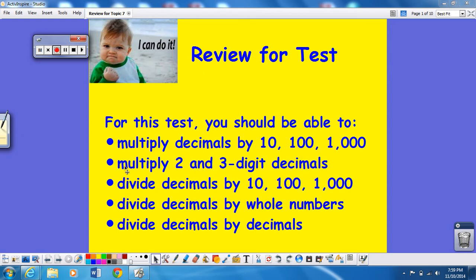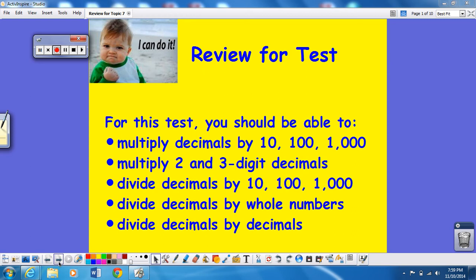In this test, you should be able to do all the things that you see on the screen here, both multiply and divide decimals by 10, 100, 1000. You should be able to multiply 2 and 3-digit decimals together and know where to put the decimal point. And the thing we've been working on most recently is we should be able to divide decimals by whole numbers and divide decimals by decimals.